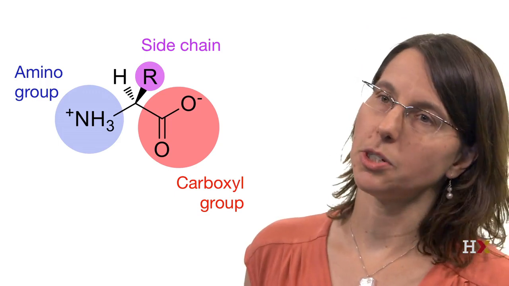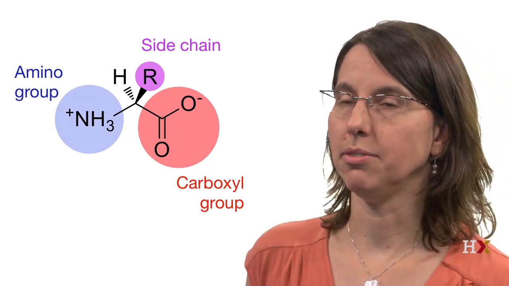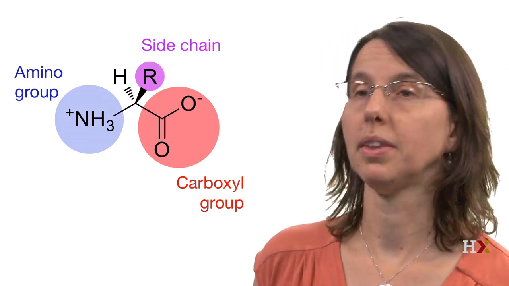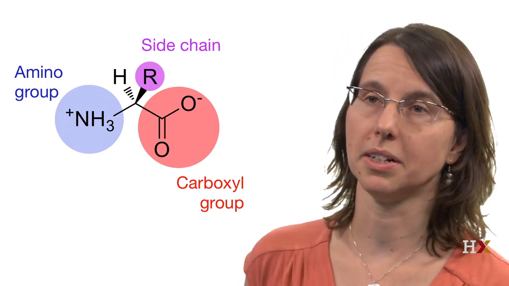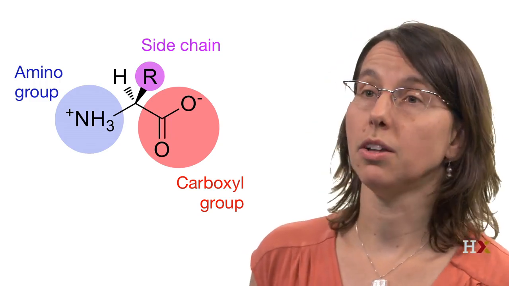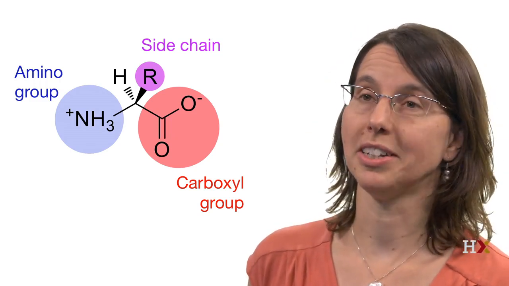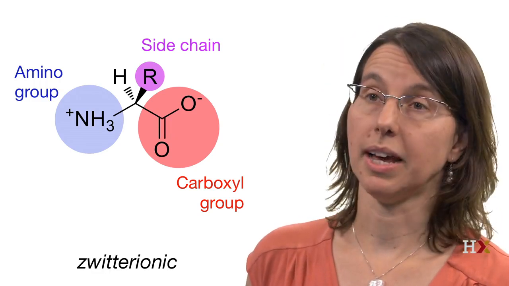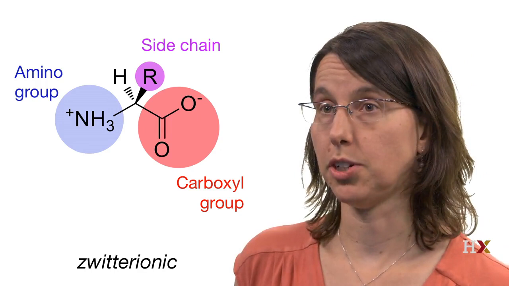So at the physiological pH of about 7.4, the amino group is going to be positively charged, and the carboxylic acid group is going to be a carboxylate or negatively charged. And that means that overall, the amino acid is actually going to be uncharged or neutral and a Zwitter ion because it has both a negative and a positive charge.